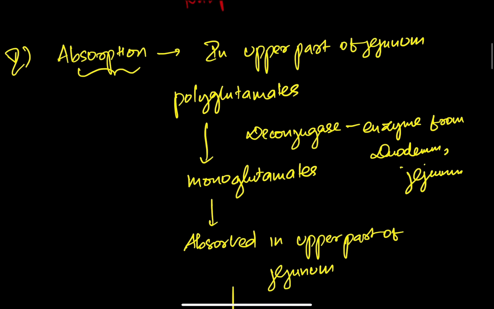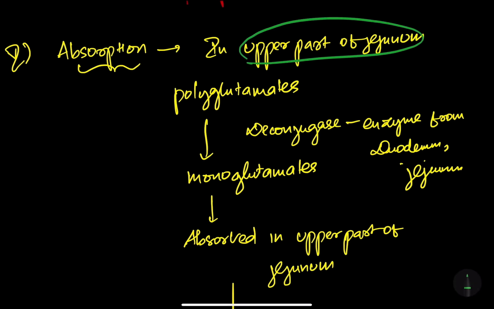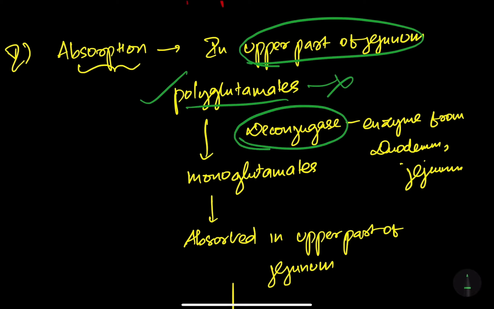Now, absorption. How is absorption taking place? It happens in the upper part of the jejunum. In nature, we find the folic acid as polyglutamates, which are not absorbed in the body. So it has to be degraded into monoglutamates by the deconjugase enzyme. This deconjugase enzyme is produced from the duodenum and jejunum.